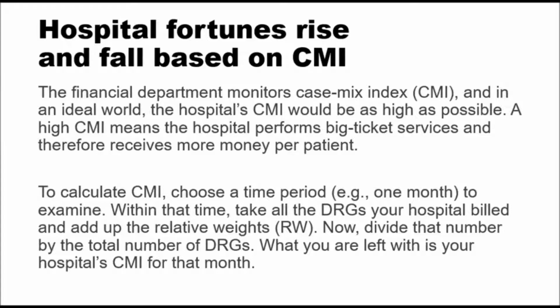To calculate CMI, choose a time period, for example, 1 month, to examine. Within that time, take all the DRGs your hospital billed and add up the relative weights, RW. Now, divide that number by the total number of DRGs. What you are left with is your hospital's CMI for that month.